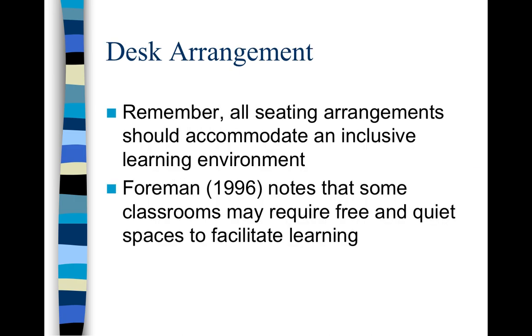Remember that all your seating arrangements really need to accommodate some sort of inclusive environment. That's why I recommend that U shape when you can. Foreman in 96 notes that some classrooms are going to require a free and quiet space to facilitate that learning. So how can you arrange a room where you have some sort of designated space where students could sit quietly and work?